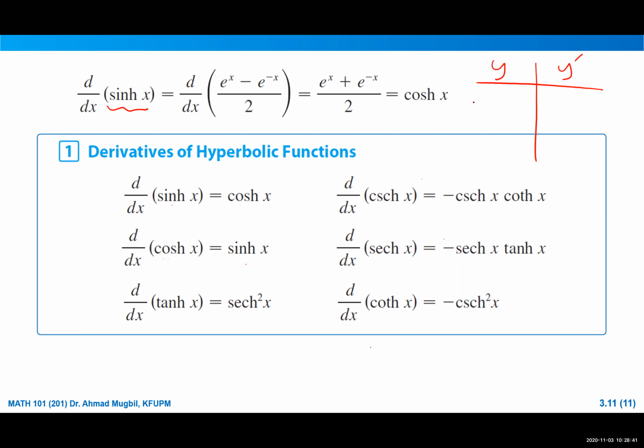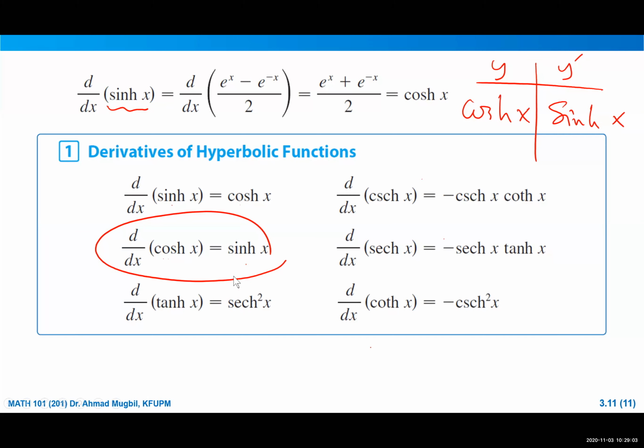You need to write here, for example, if the function is cosh x, what will be the derivative? It is sinh x. But of course, I advise you to do it with the chain rule. How to do that? This will be easy. They will not ask you the derivative of this, because this is very clear. They will ask you, for example, a question like: what is the derivative of cosh of the square root of x?